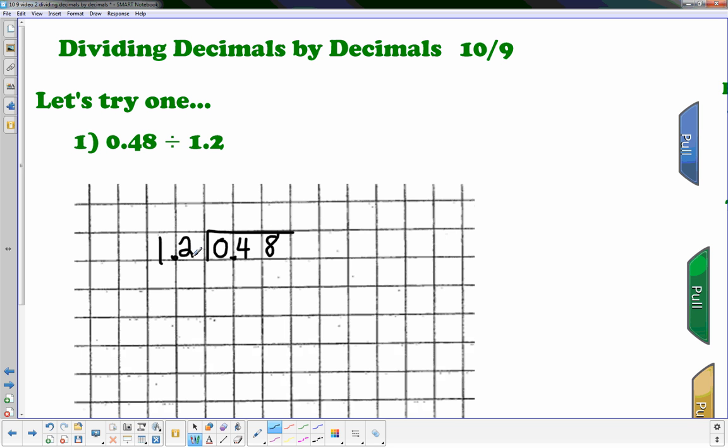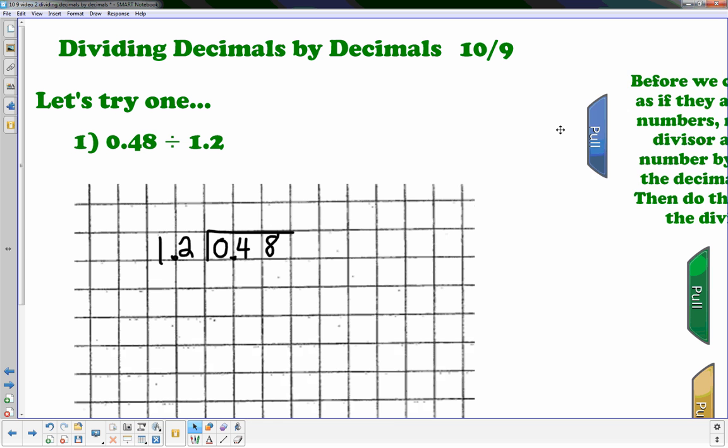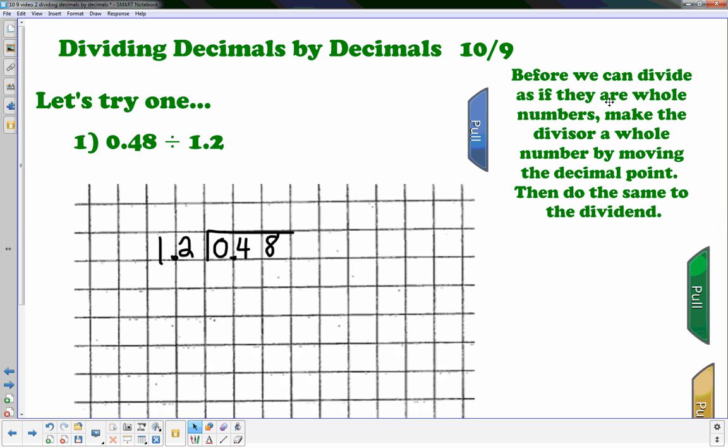Once you've got that written down, we can keep going. So what's important is that we want to divide like they're whole numbers, like we just did with the last video. But to do that, I've got to make 1 and 2 tenths a whole number by moving the decimal point. And then whatever I do to 1 and 2 tenths, I've got to do to 48 hundredths. So let me just explain a little more. I want to make this into a whole number.